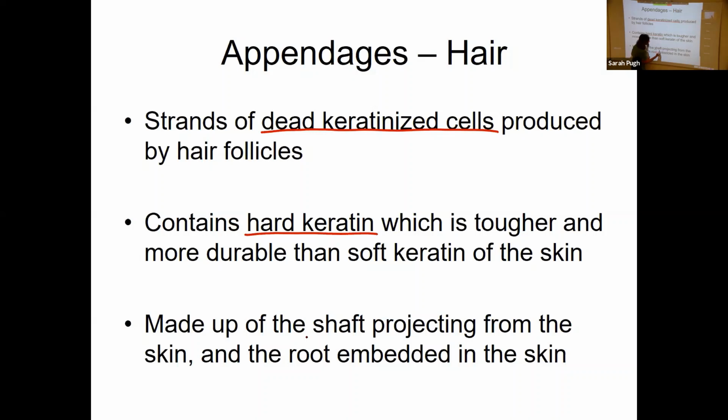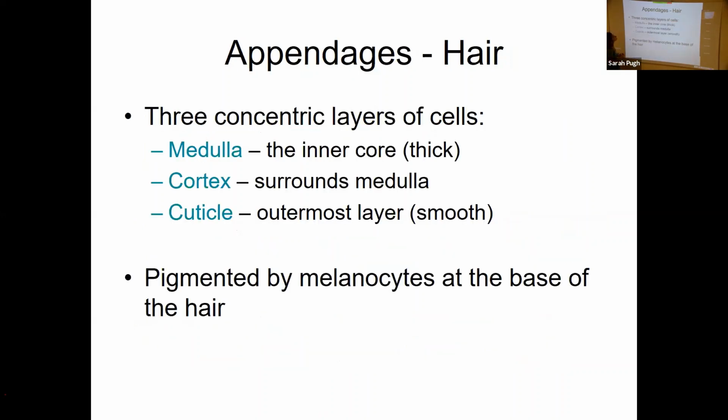Your hair is made up of the shaft, the part coming out that you can see, and then the root, which is embedded down into the skin. If we look at it under a microscope, it has 3 concentric layers. It has a medulla. I always remember medulla, middle. You are going to see that term so often in anatomy. We have a medulla found in the kidney, in the middle of the kidney. A lot of our organs have a medulla, which is always in the middle. So the medulla is the innermost core of your hair. Around that is the cortex, and then wrapped around the very outside is the cuticle.